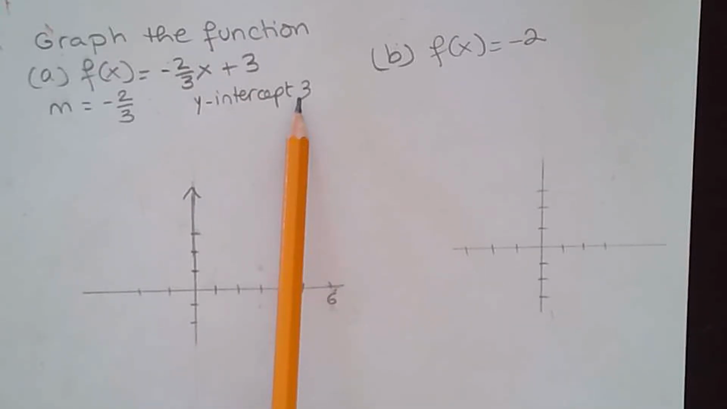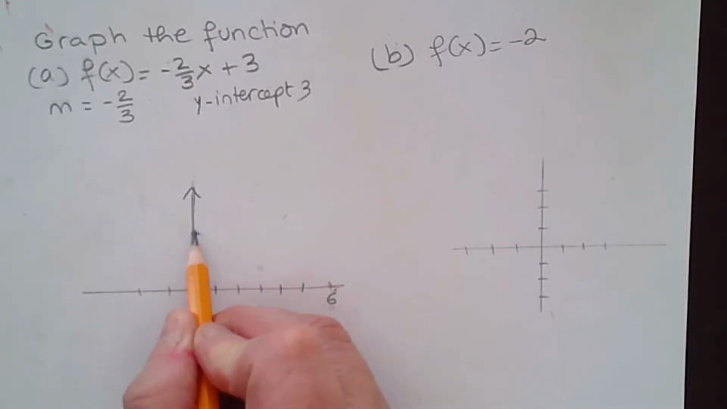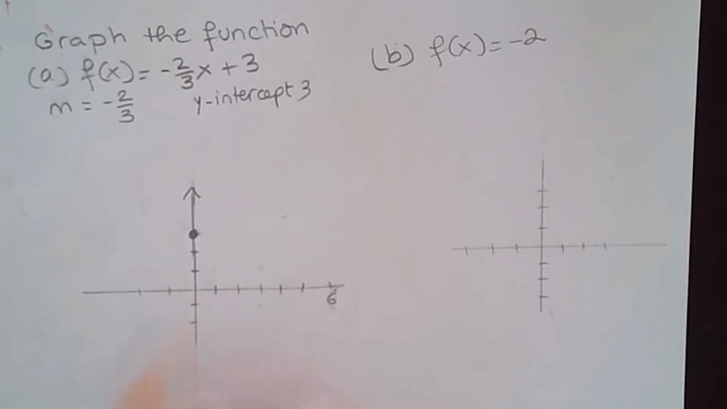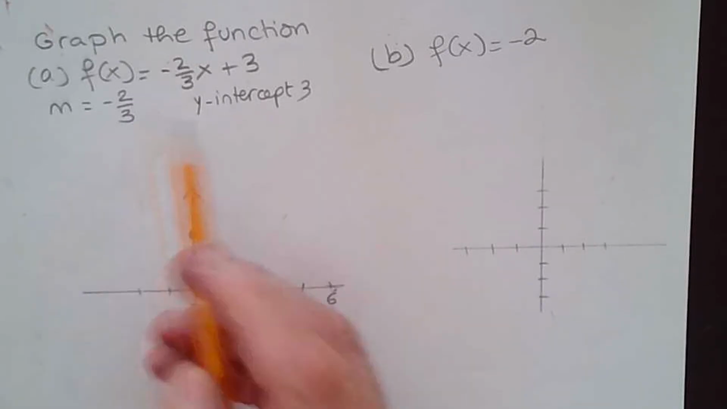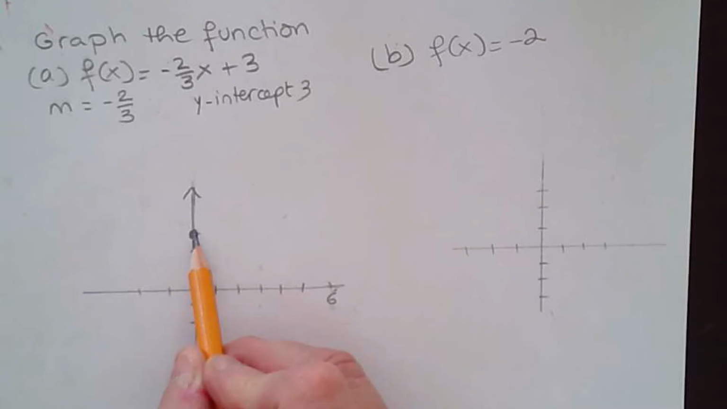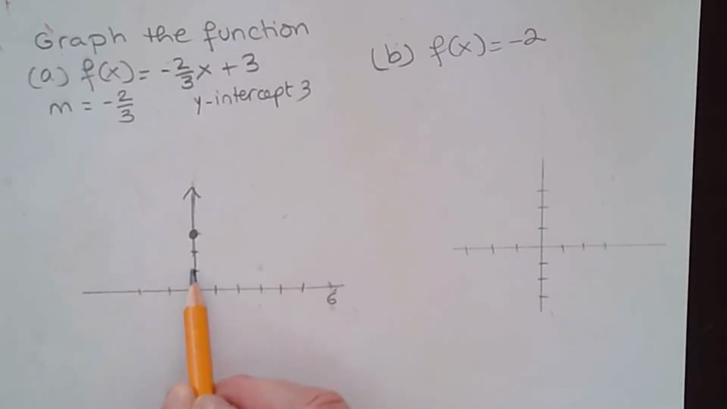Right? So how do I graph this? I can start with the y-intercept. Y-intercept here is 3. And I can go to the next point using the slope. Now the rise is negative 2 and the run is 3. So I go down 2, 1, 2, and over 3. 1, 2, 3. And this is my second point on the line.